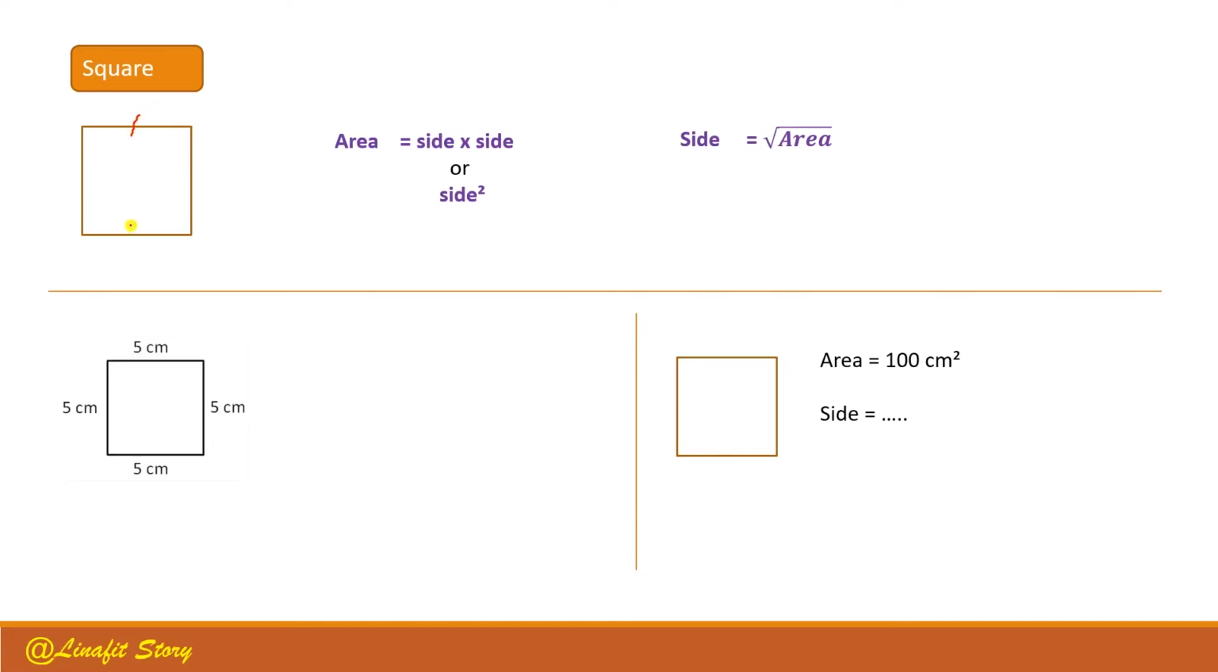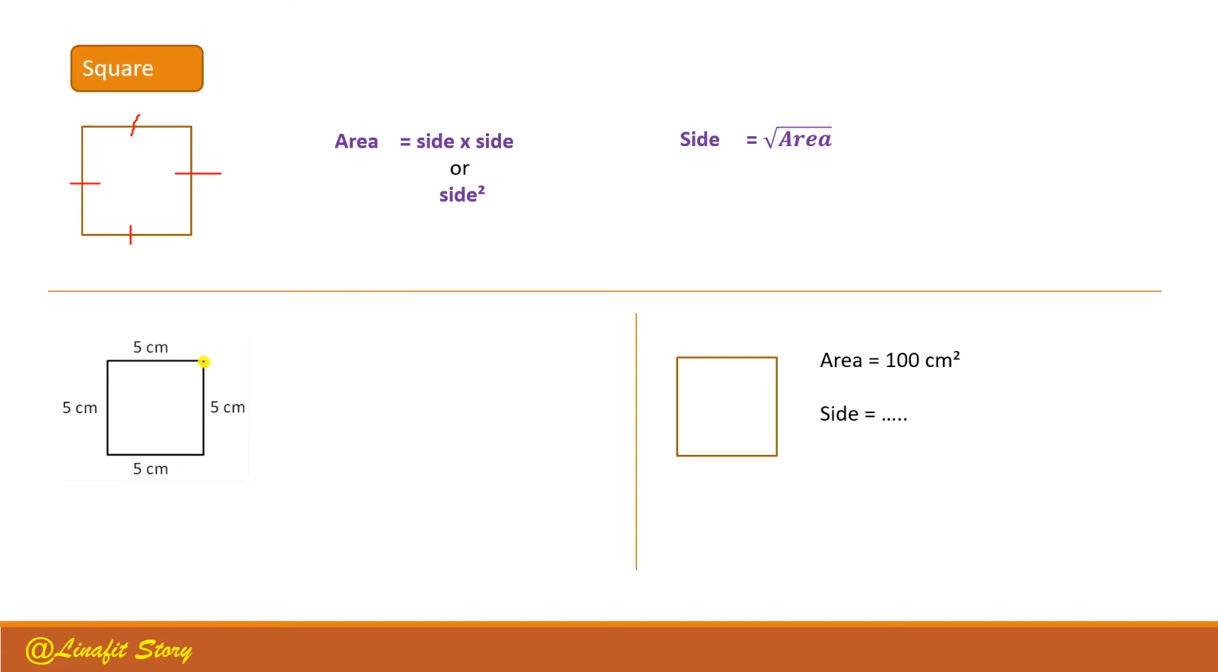A square has 4 equal sides. The area of a square equals any of its two sides multiplied together. So to find the area of a square is side times side or side squared. We know that all sides are of equal length. From this, we can work backwards by taking the square root of the area to find the length of one side.